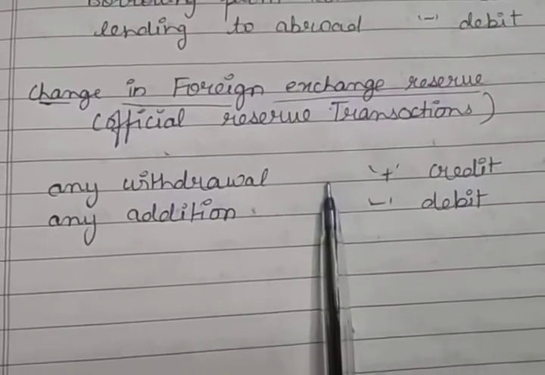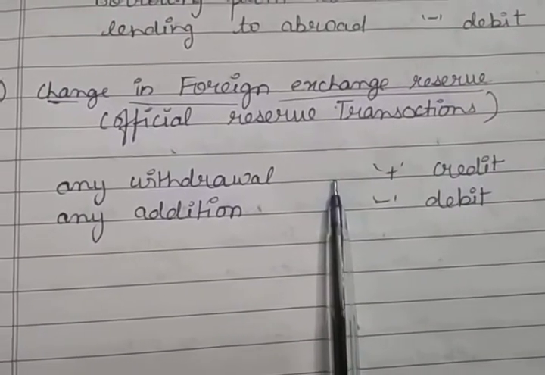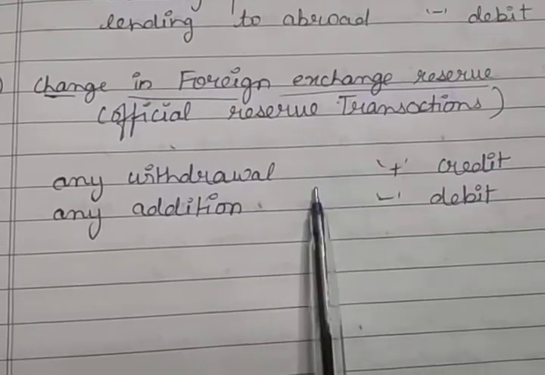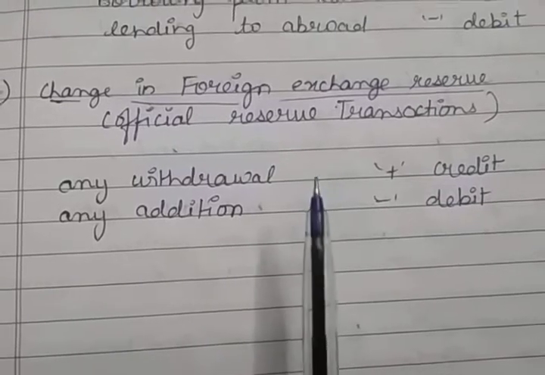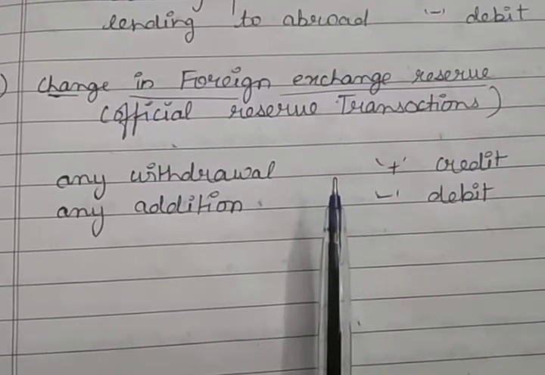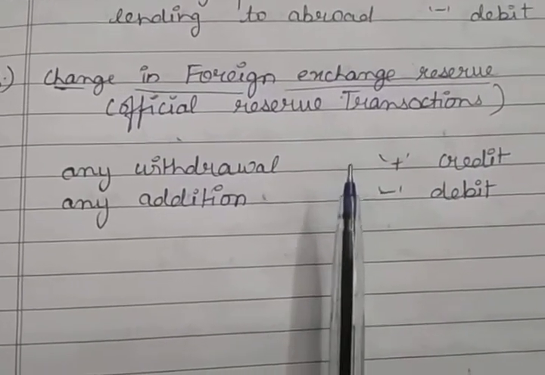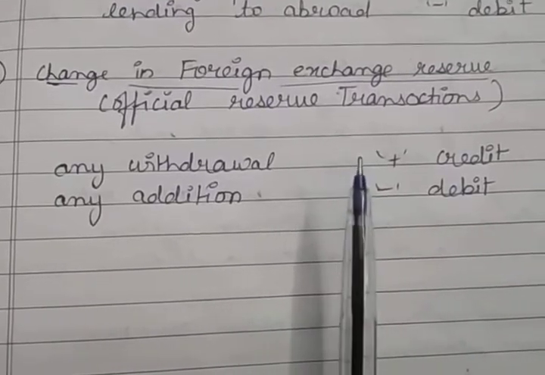Now, in such a situation, what does the central bank do? If there is a deficit, the central bank may finance the deficit first by reducing the reserves of foreign currency, or by borrowing from the IMF or from any monetary authorities.